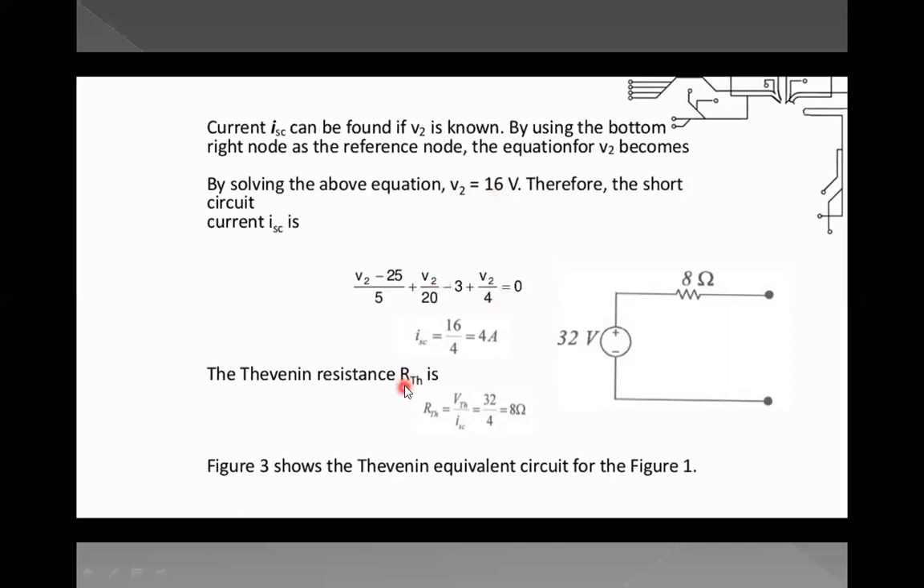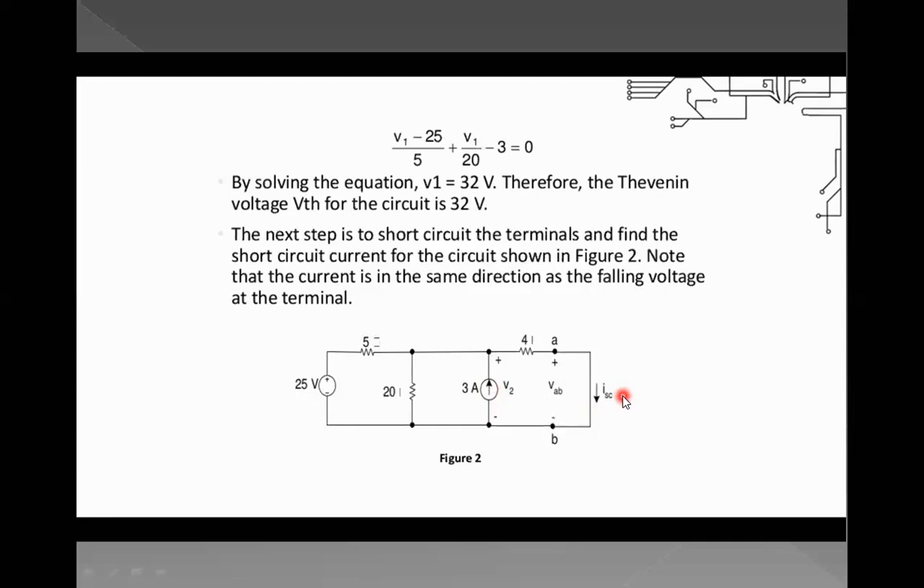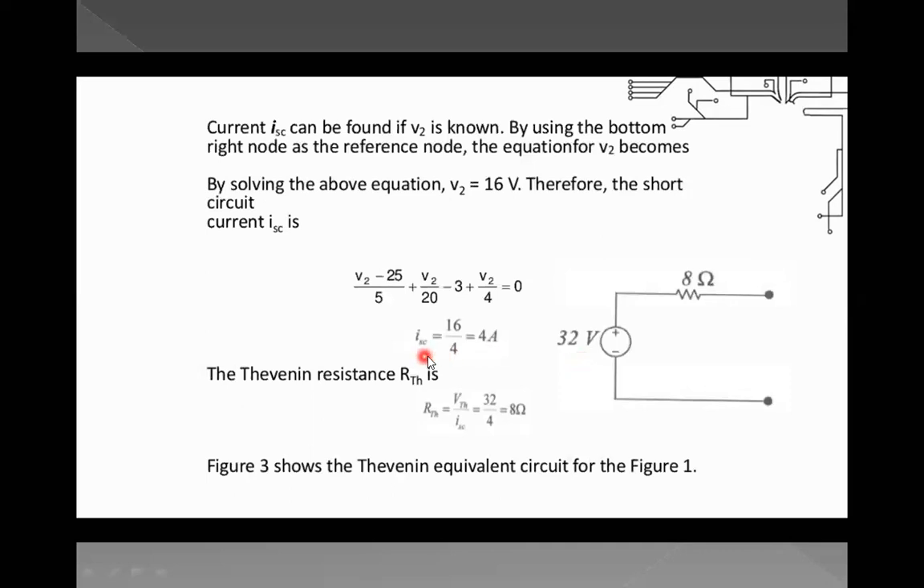So what is the short circuit current now? From here, ISC will be equal to V2 by 4. We got V2 as 16 volts, so 16 by 4 is 4. So ISC is equal to 4 amps.